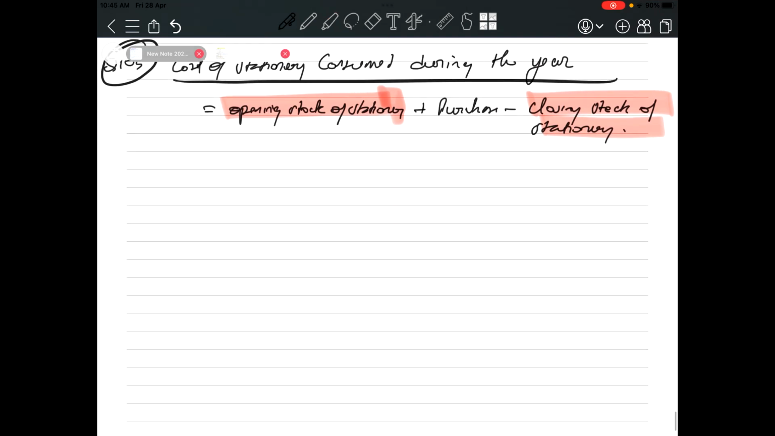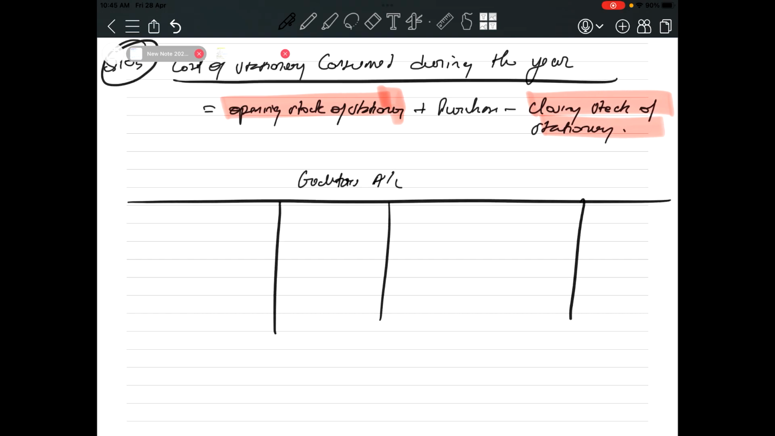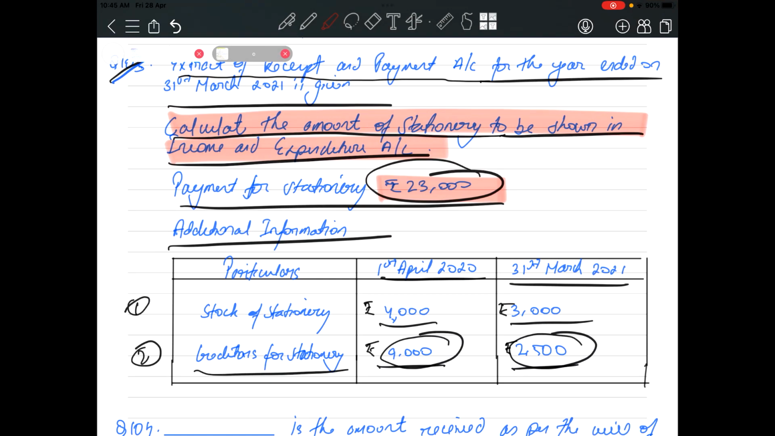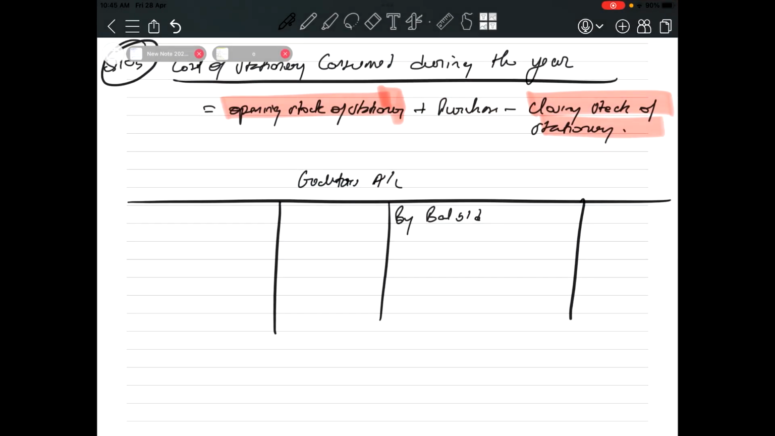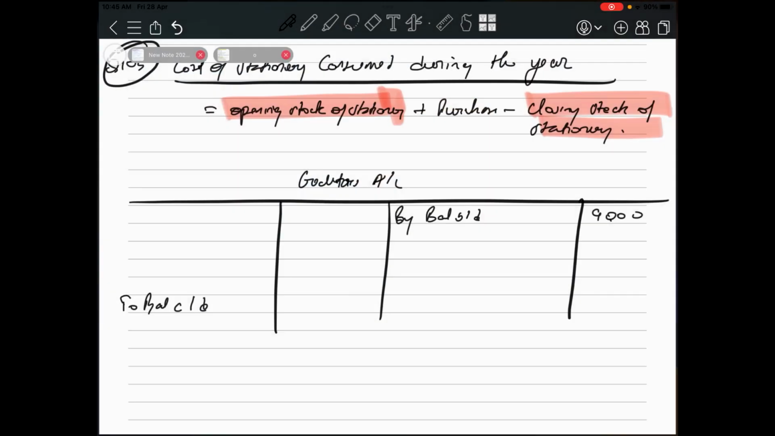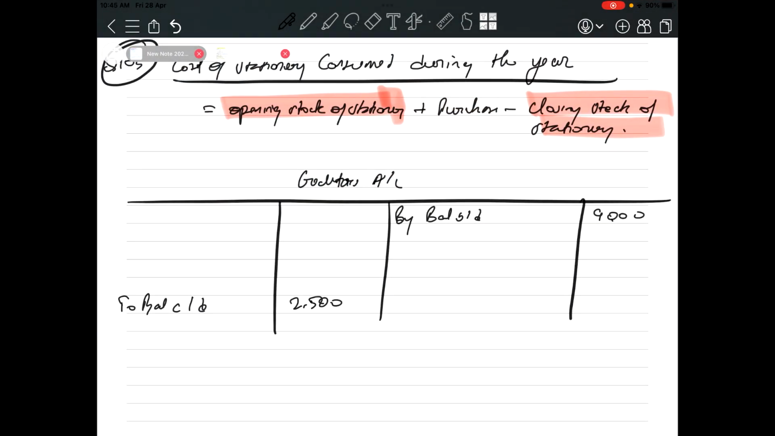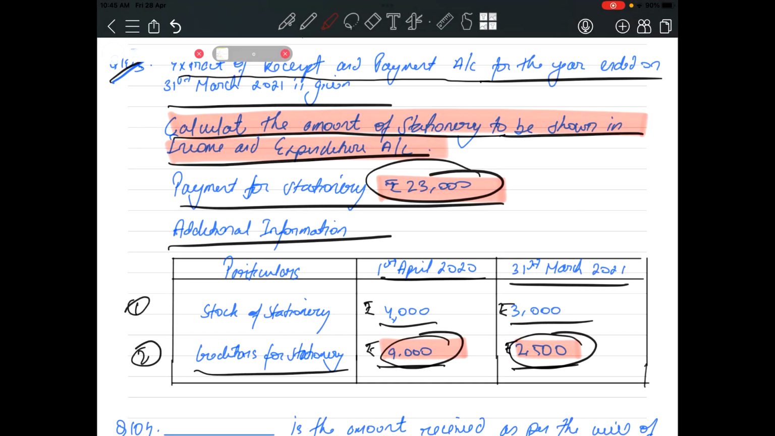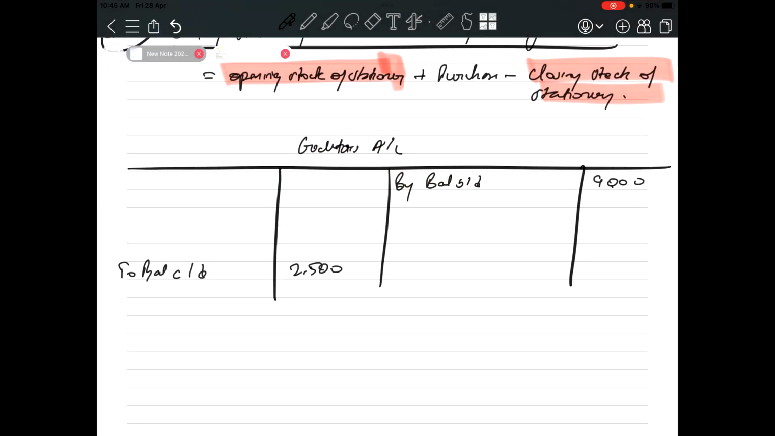For this type of question, you will have to prepare the creditors account. What is the main motive of preparing the creditors account? We want to find out the amount of purchase. Creditors will always have a credit balance, so the balance b/d will come on the credit side. The balance b/d amount is 9,000 rupees, and the balance c/d is 2,500. Now payment has been done. What is the amount of payment? 23,000 has been paid to the creditors.